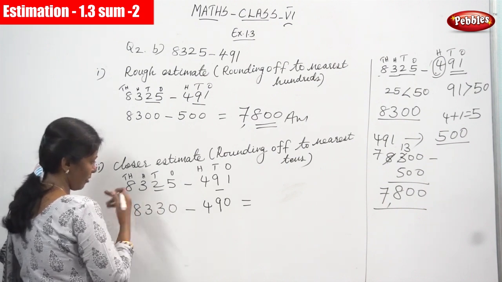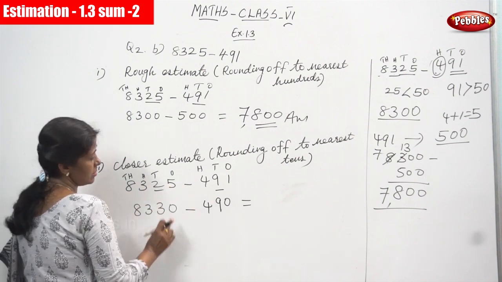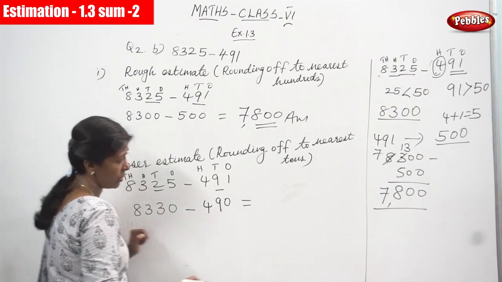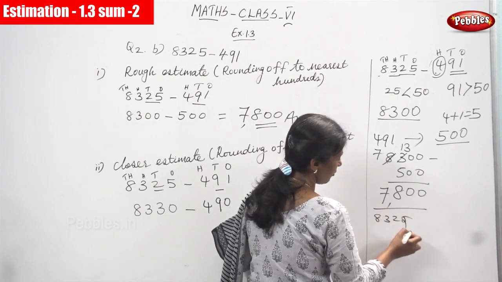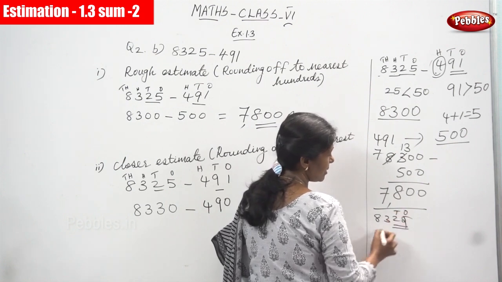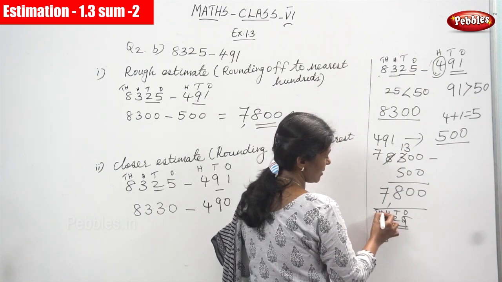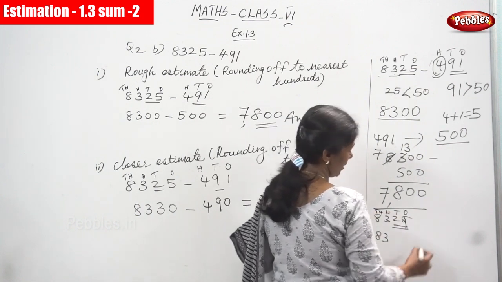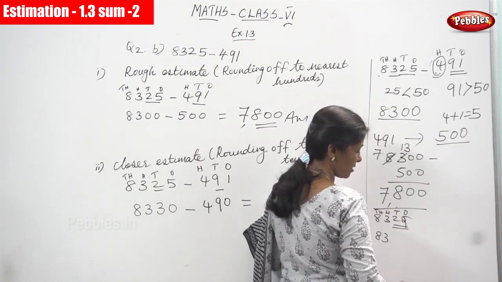So the 1,000 place you write as it is, and the 100 place also as it is, because for nearest to 10 you consider the 25 only. The last two digits, that is 25, are the ones and tens. The remaining, 8 and 3, the 100 and 1,000 places, you write as they are. You have to consider not only the tens place value, but the ones place value also.